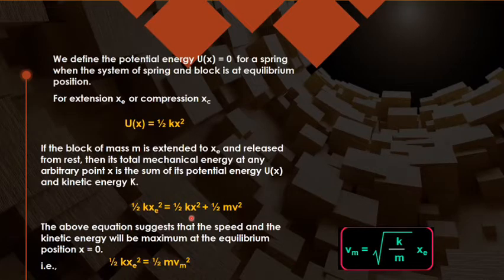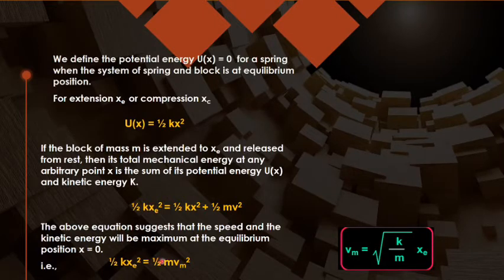And since they are interconvertible, when you bring the block to the equilibrium position while moving, the whole potential energy gets converted into kinetic energy, and then the velocity or speed will be maximum. From here, by equating this potential energy and kinetic energy, you can calculate the expression for the maximum speed which can be attained by the spring. So this expression, of course, you need to keep in mind.